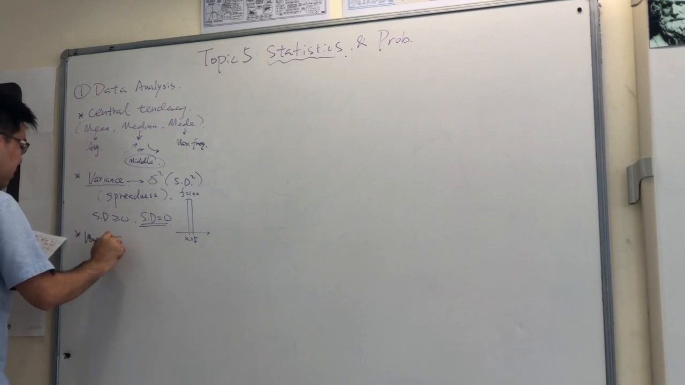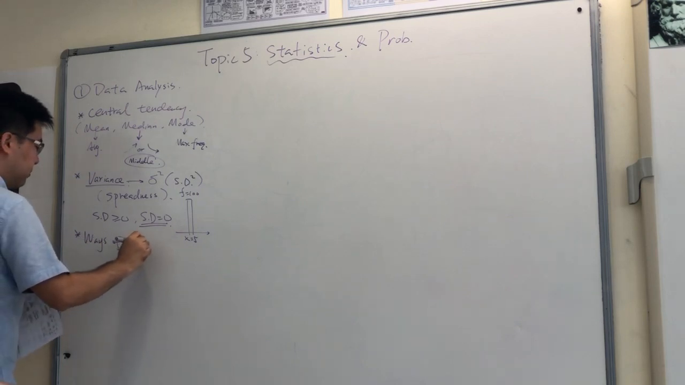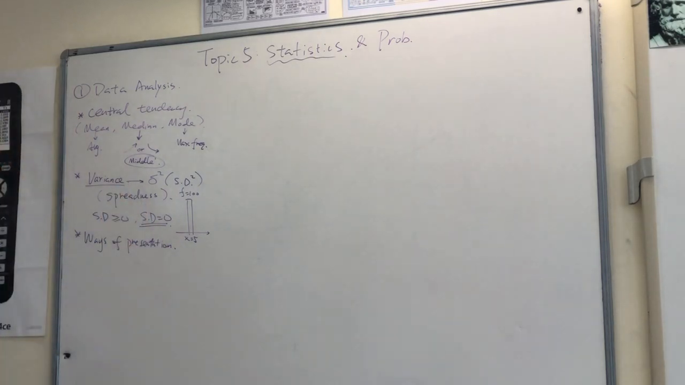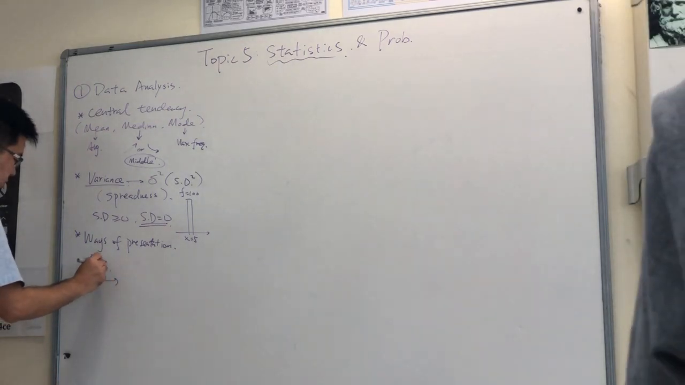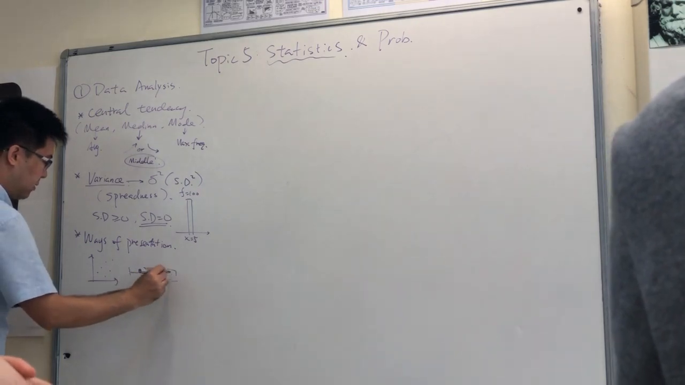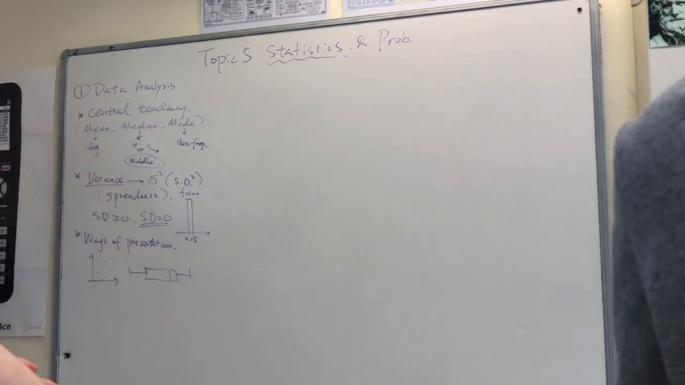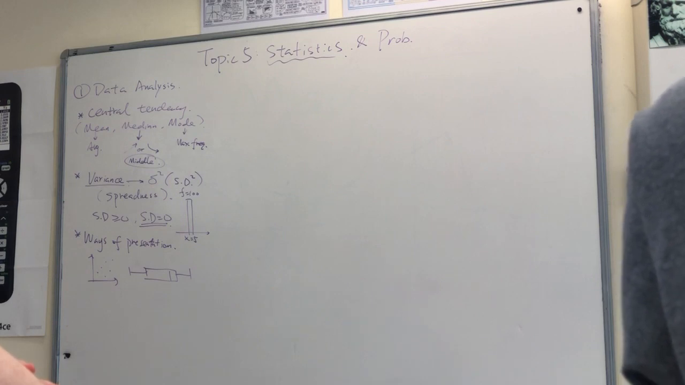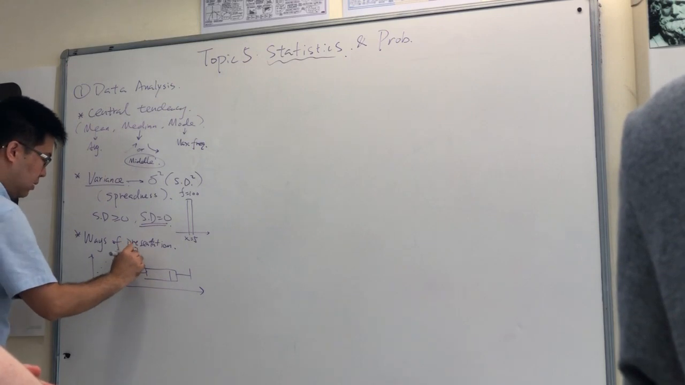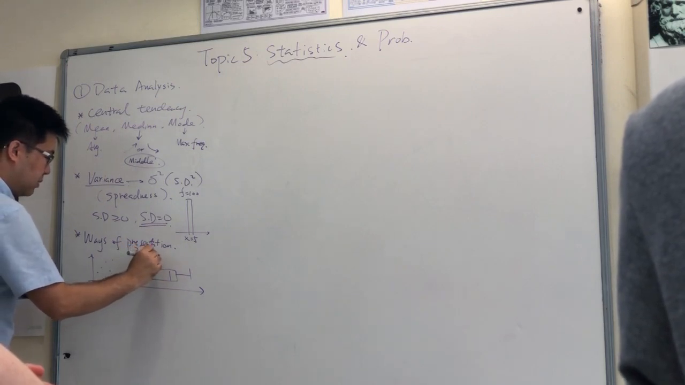Let's talk about ways of presentation. In what ways can we present some data? Well, it can definitely be a scatter plot. It could also be, what's it called? Box and whisker.